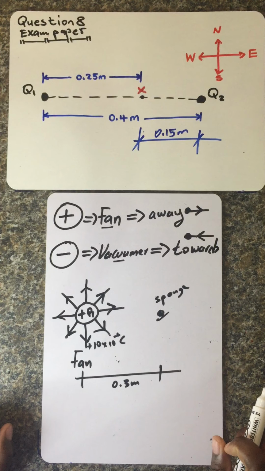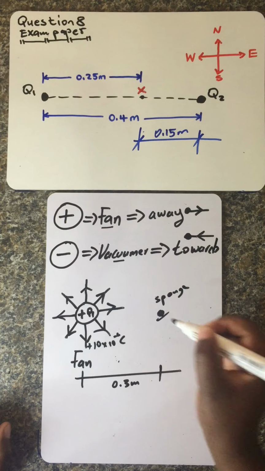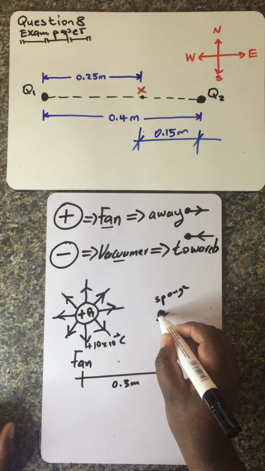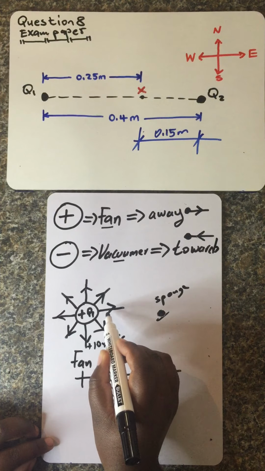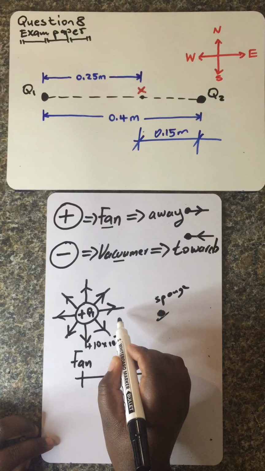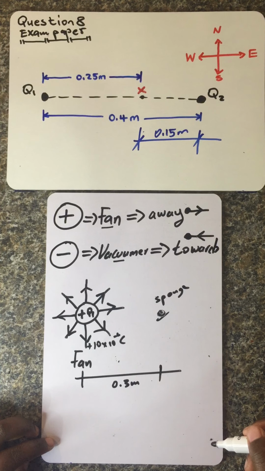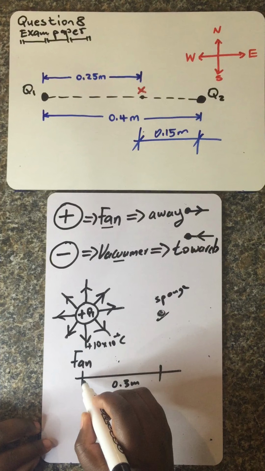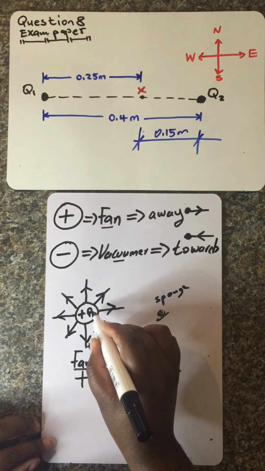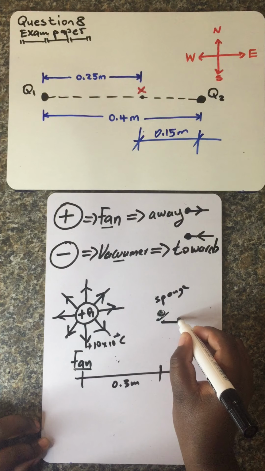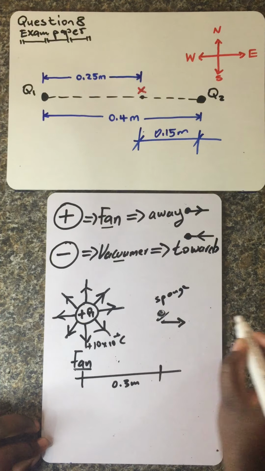If we want to calculate the electrostatic force experienced at that point, we want to know the amount of air being experienced by that point there. Remember, the fan is pushing the wind in that direction relative to that sponge. The moment we turn this fan on, obviously it's going to blow some wind in the direction of this sponge. So this sponge is going to experience a certain force pushing it in that direction.